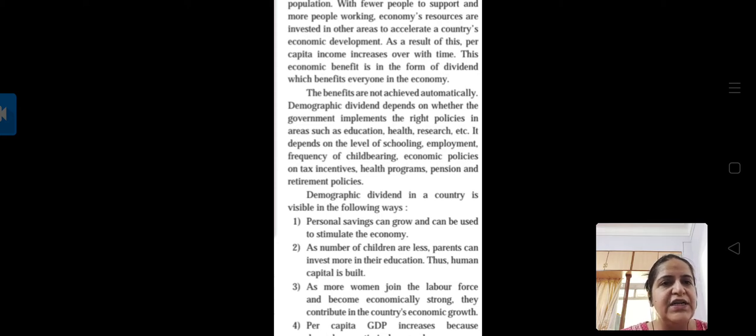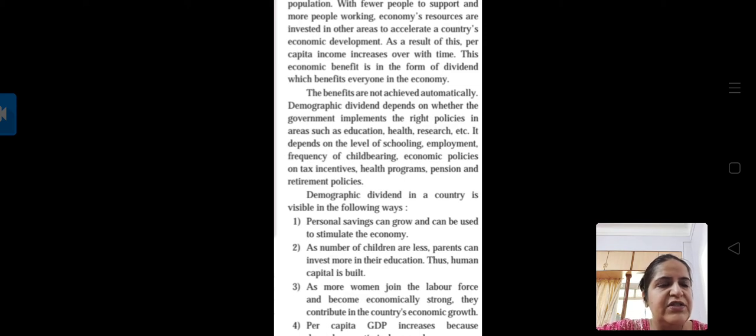Demographic dividend in a country is visible in the following ways. How do we get to know that there is a possibility of demographic dividend happening? Personal savings grow and can be used to stimulate the economy. Now, when the savings grow, you can make certain investments. So this helps the economy.